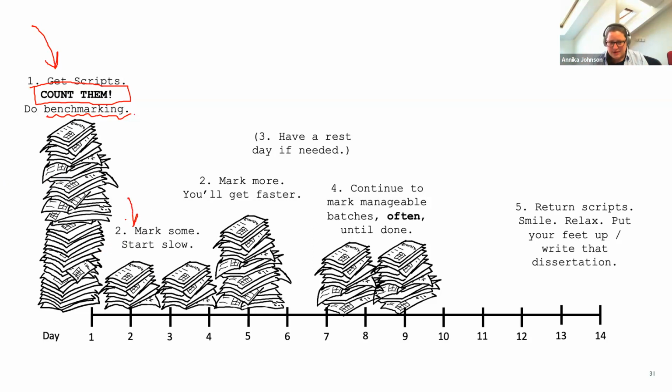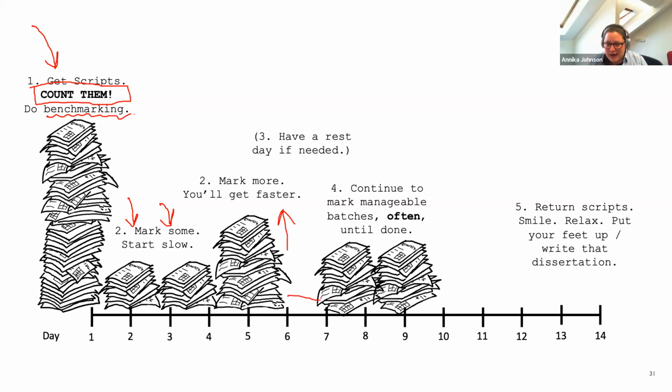I would always suggest planning to start with quite a small batch. Mark some. You're always going to start slowly while you're getting used to the mark scheme. Plan to be slow maybe the first couple of times you're marking. By the time you're at your 3rd or 4th batch, you can probably mark a lot more in the same period because you'll be getting much faster.